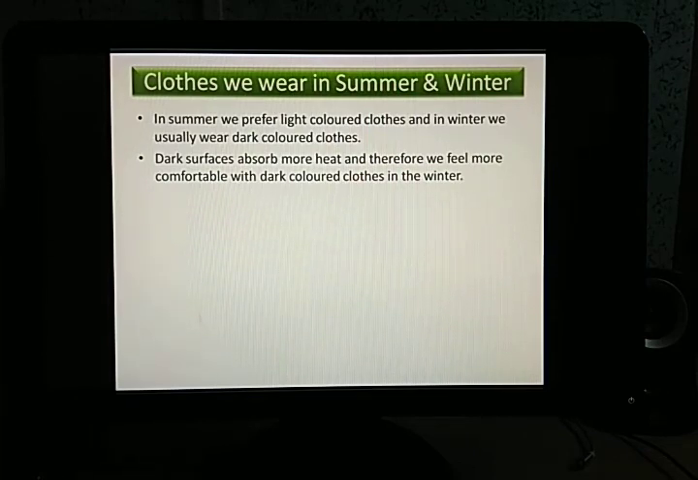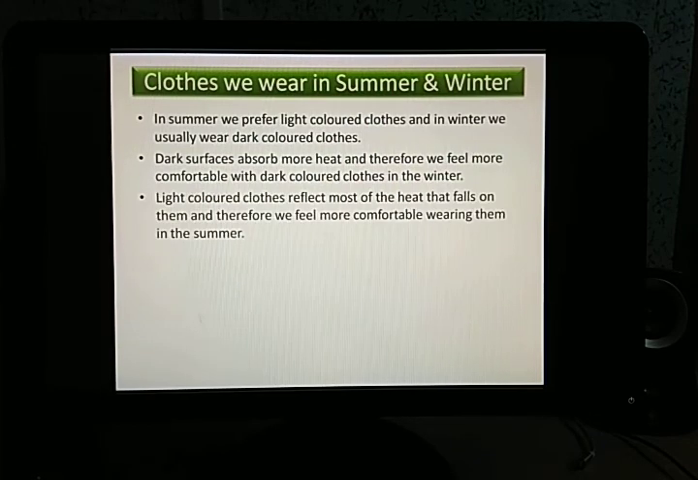And in case of dark colors like black, it absorbs all this heat. So as a result, the dark surfaces get more heat. Similarly, light colored clothes, as I have said just now, reflect most of the heat that falls on them, and so we feel comfortable or we feel cooler. So we prefer light colored clothes in summer and dark colored clothes in winter.